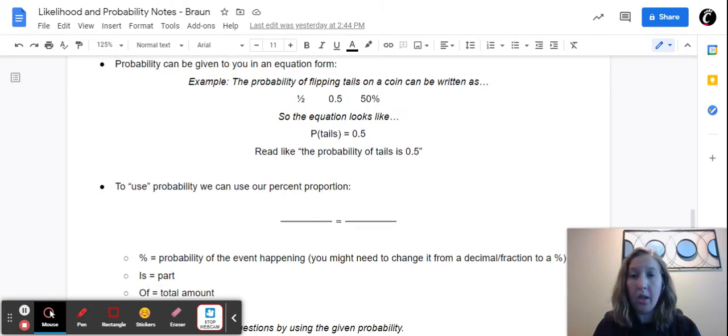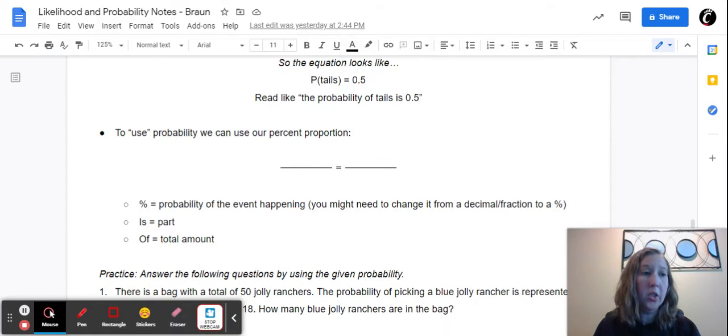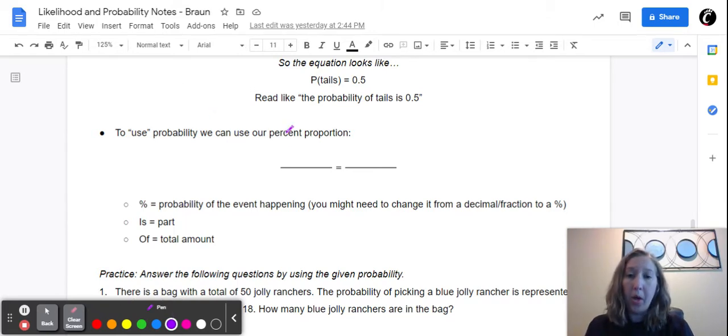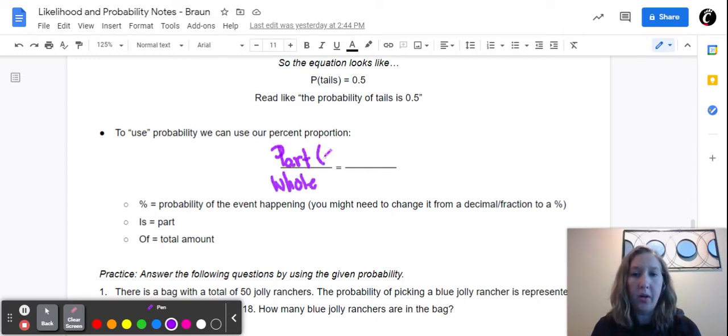To use the probability, we can use our percent proportion. So we have been using proportions in a lot of different ways in math, but ultimately each time we were writing this as part over whole, right? Our part was on top and our whole was on the bottom. And we also referred to our part sometimes as is and our whole as of. We use that in different parts of our problems. Now, we always put our part over whole equal to our percent over 100. And the percent was always put over 100.